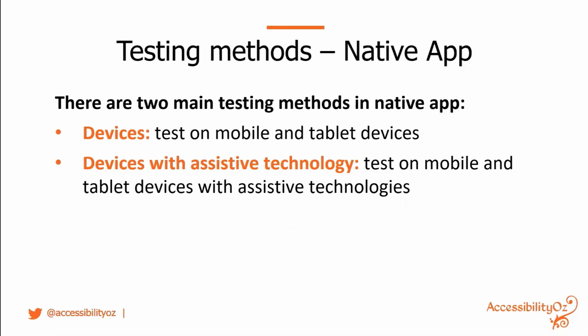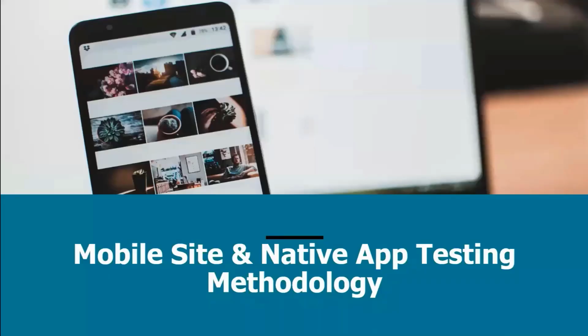In native apps, there's only 2 main testing methods, which is testing with devices and testing with devices with assistive technologies. Yes, there are some automated accessibility testing tools that can test native apps, but as a committee, we keep an eye on them and we really think that they haven't grown to a point where they can be reliable. So we didn't include them in our methodology. So let's talk about the methodology itself.